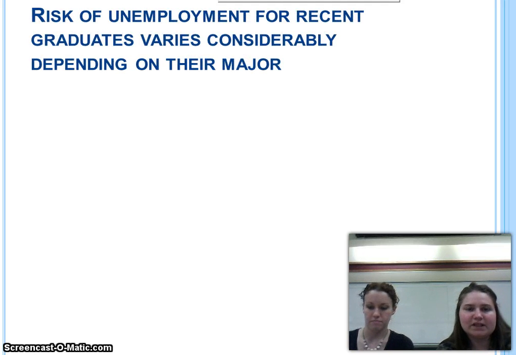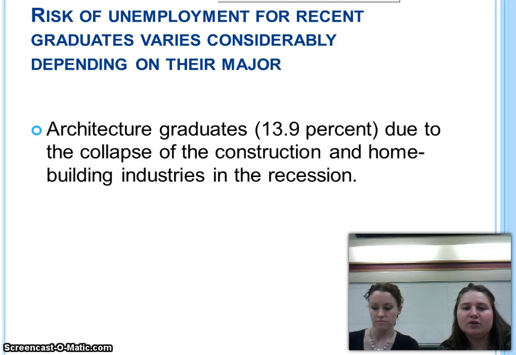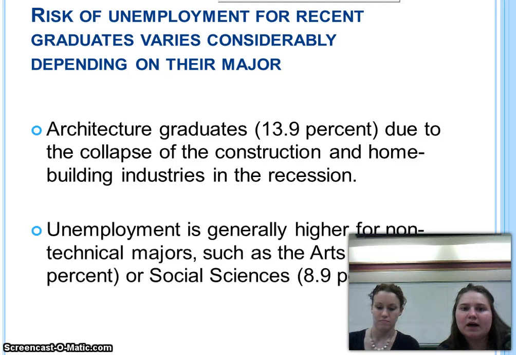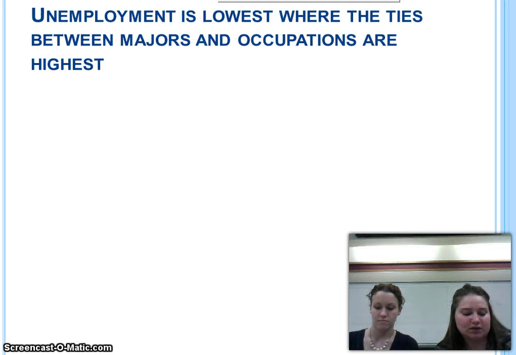Risk of unemployment for recent graduates varies considerably depending on their major. Architectural graduates face 13.9% unemployment due to the collapse of the construction and home building industries in the recession. Unemployment is generally higher for non-technical majors such as the arts at 11.1% or social sciences at 8.9%.